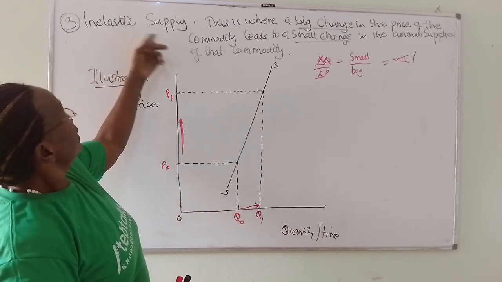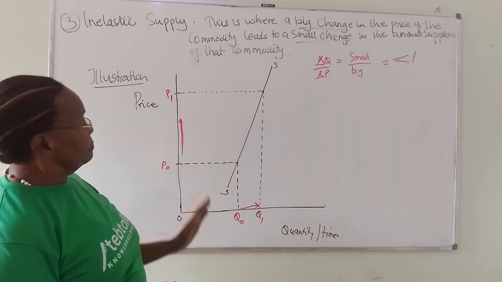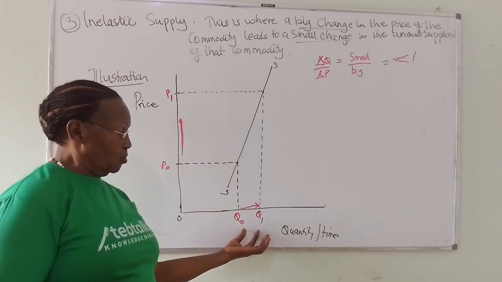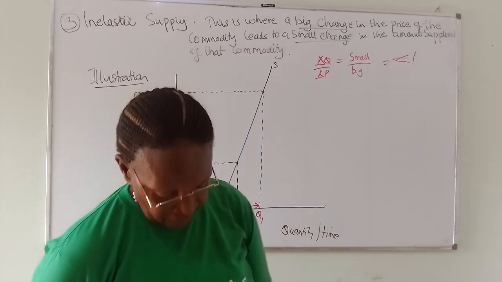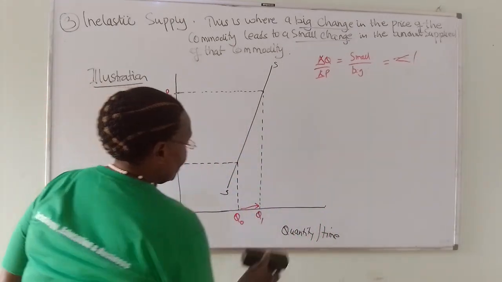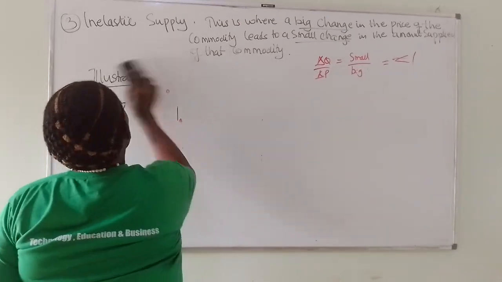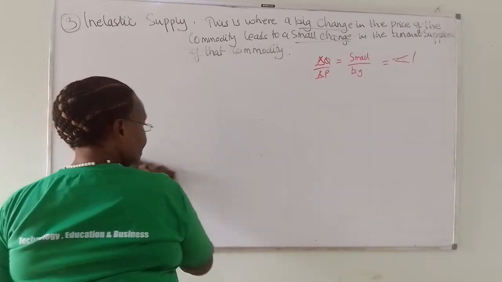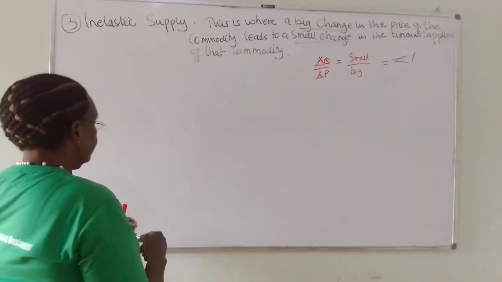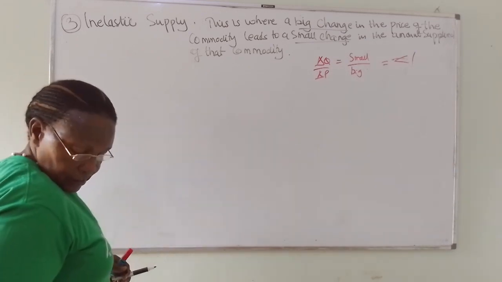So you can illustrate inelastic supply by having a steeply sloped supply curve, whereby you introduce a big change in price, but it is followed by a small increase in the quantity supplied. So that is inelastic supply. We also have another category, perfectly inelastic supply. Like we saw perfectly elastic, we also have perfectly inelastic supply.